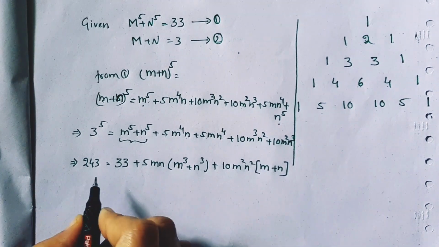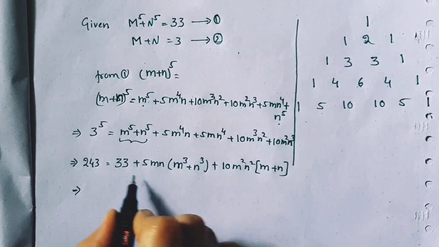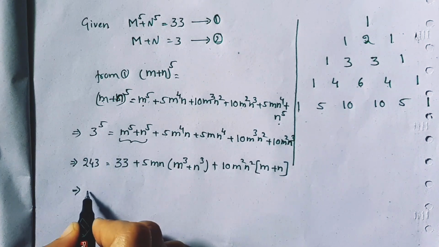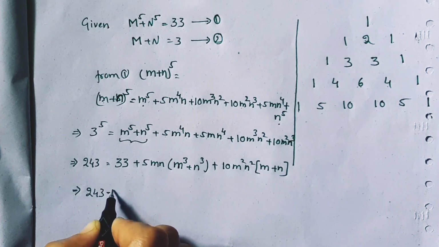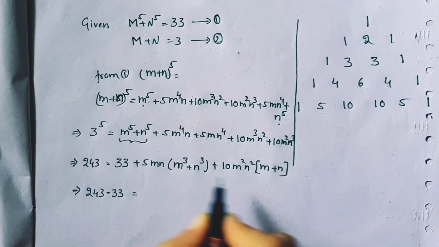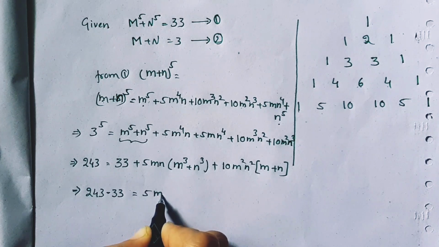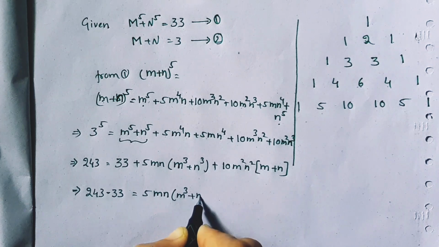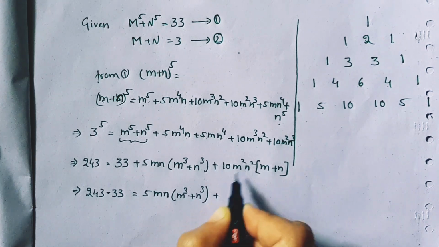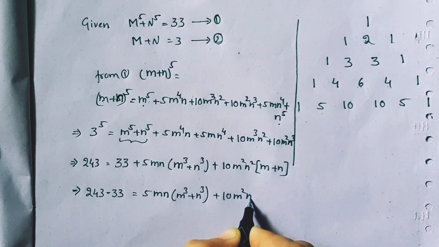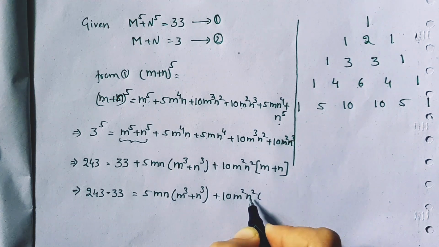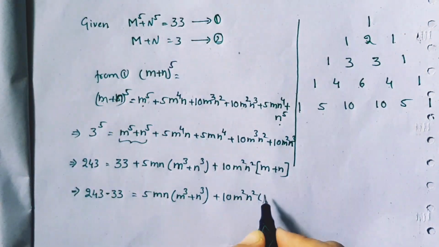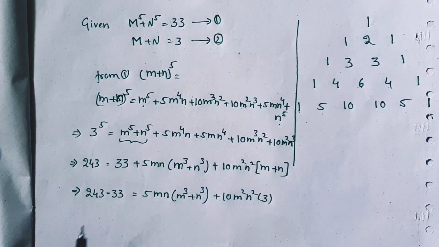So the next step will be, here I am just sending this part to here. Okay, then what happened? 243 minus 33 equal to 5 mn of m cube plus n cube plus 10 m square n square of m plus n value is 3. So we write 3 here. Okay.